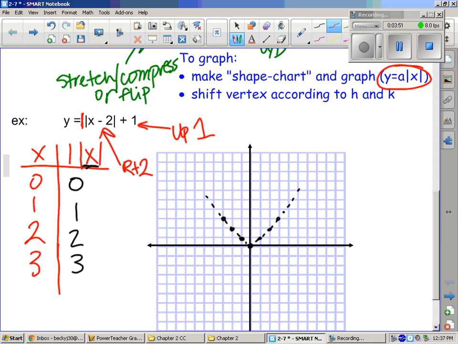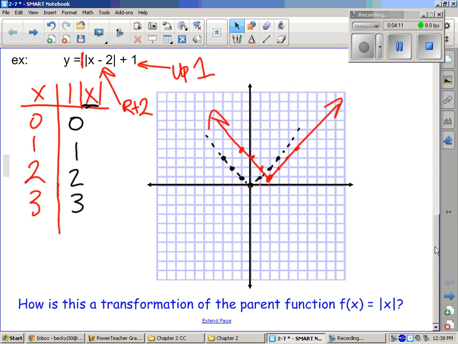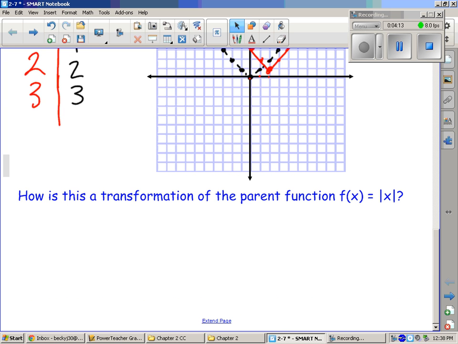So I'm going to take the graph we just sketched on there, the shape, and I'm going to shift it right 2 units. So it was starting here, 1, 2, and up 1. That's my new vertex. And the rest of the shape will look just the same. That's our final answer. Okay, so you make a shape chart, figure out how wide or skinny it is, and then shift it according to h and k.